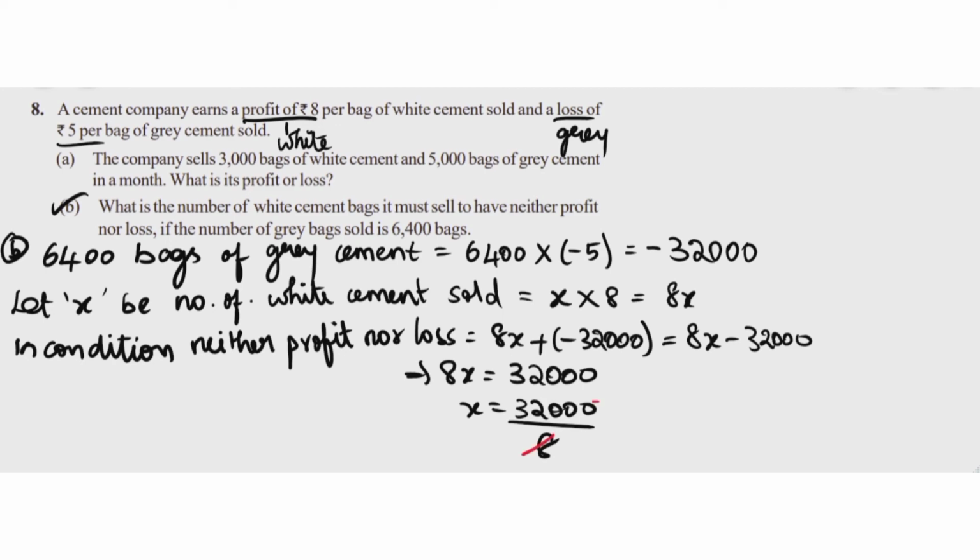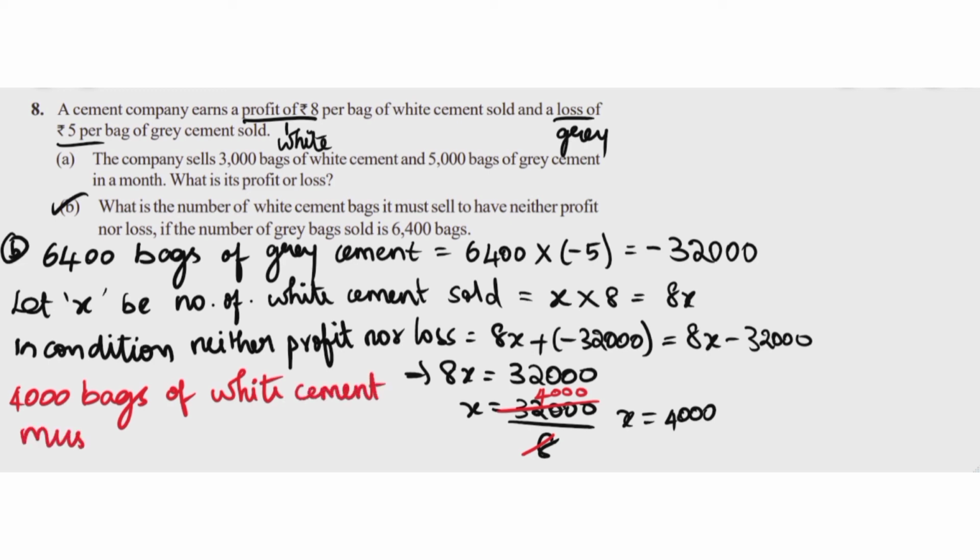So here I can cancel it. 8 ones are 8, 8 fours are 32, right? So our x is nothing but 4,000. So here I can say that 4,000 bags of white cement must be sold. The final answer is 4,000 bags of white cement must be sold. So we got the answer, right? I hope you understand this question.